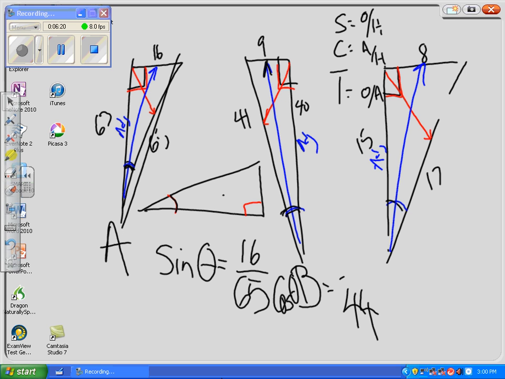Oh, we're doing cosine. I'm sorry. Very good. I'm not paying attention. We want to find the adjacent, and we know the adjacent is this side right here in this particular case, right? So that's 40 over, and then the hypotenuse is 41. Is it only 41? All right, I guess that's possible.